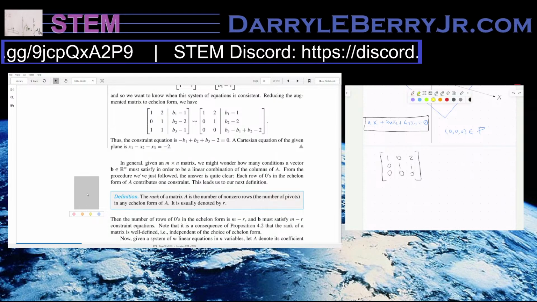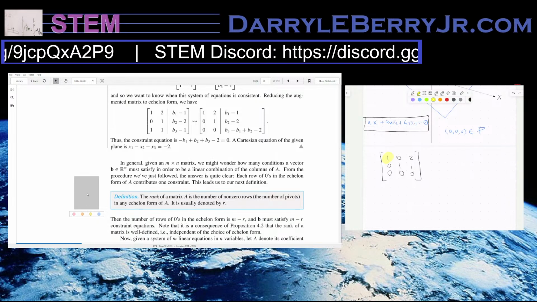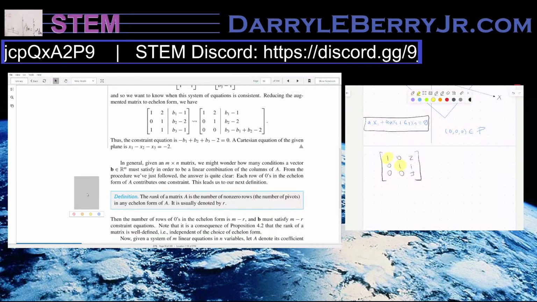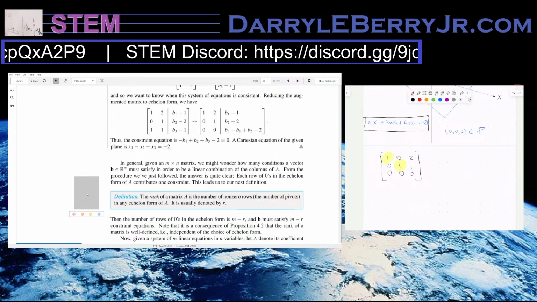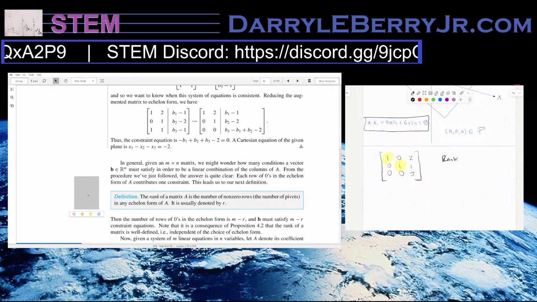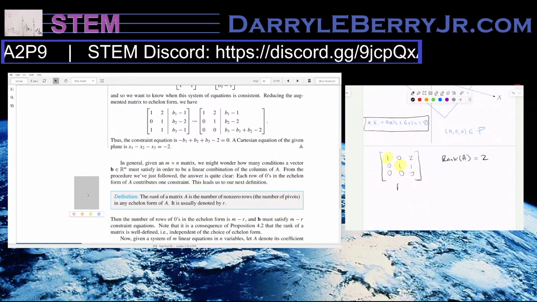So what this means is that this has one pivot. This means it's a 1 with a bunch of zeros. And this has a pivot. And so that means that this matrix, which I'll call matrix A, has rank 2. So this is matrix A.